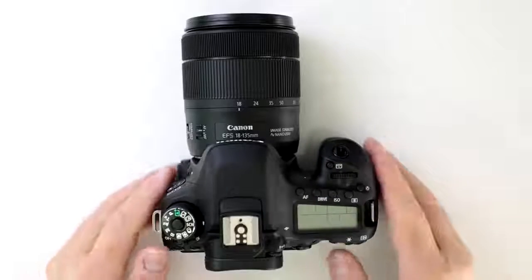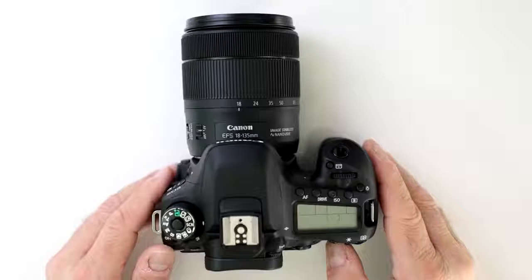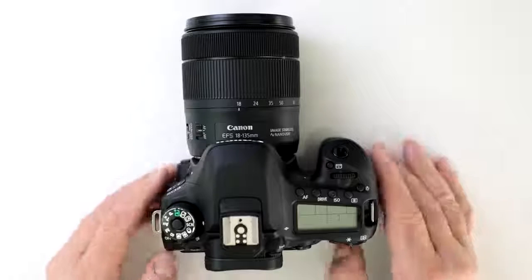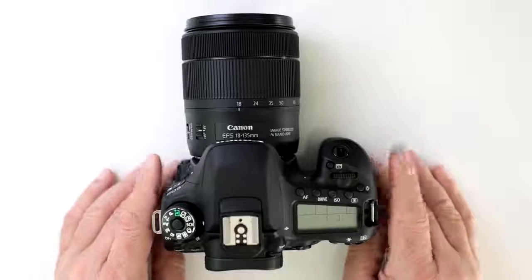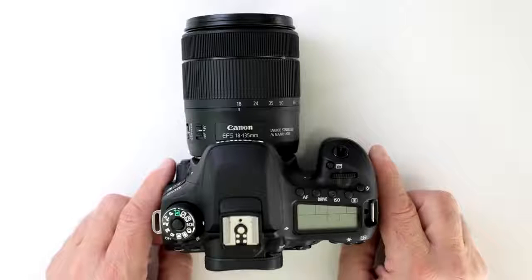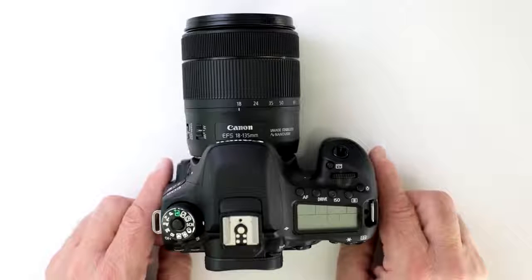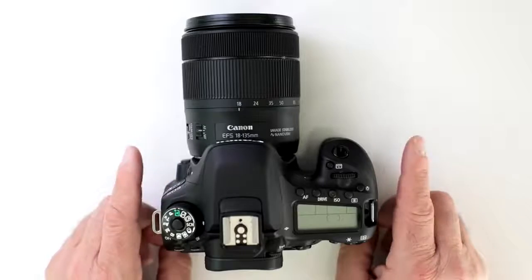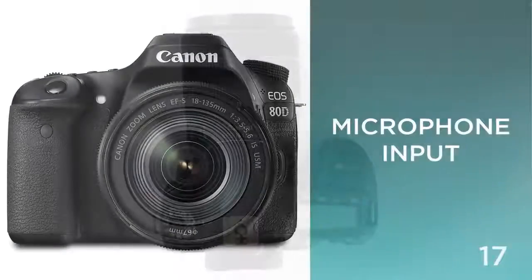Can I record to an external drive with my Canon EOS 80D? No, I'm afraid not. It does not have clean HDMI out. You are limited to recording onto your SD card, which is 29 minutes and 59 seconds.